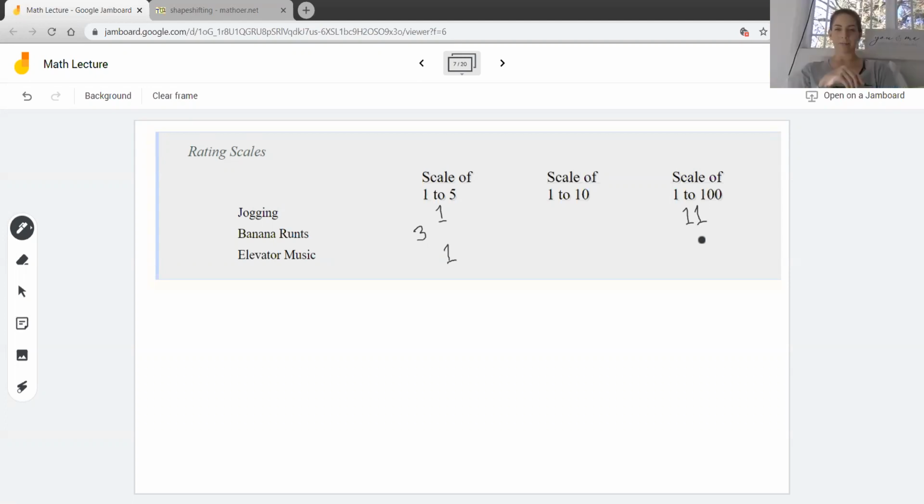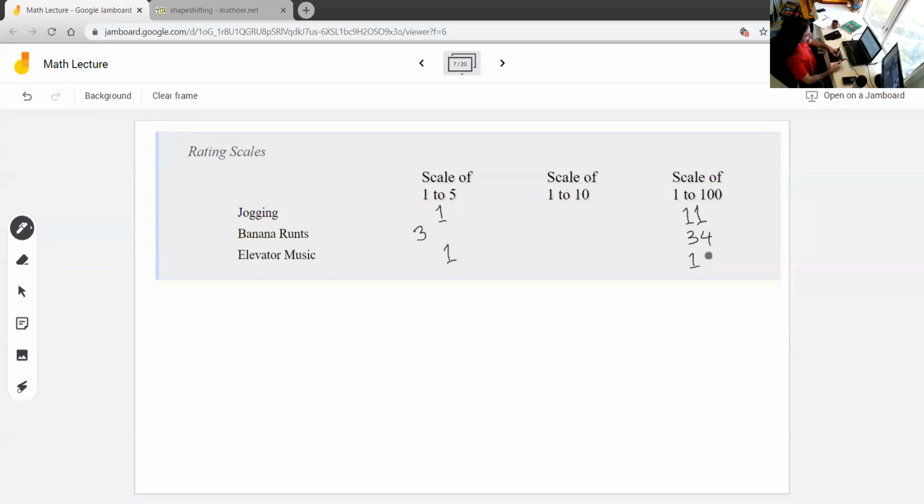Banana runts, where are we on our 1 to 100 scale? Like 20. 50. 20, 50, and let's see, I'll average those and say, how about we like go 34? Okay, elevator music. 20. 40. One. I don't know. I'm going to put 19 because it looks a little more like the one.